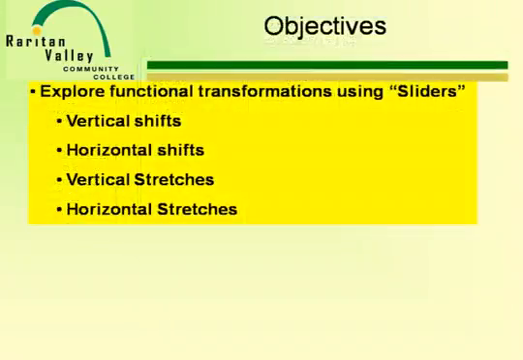So we've taken a look at functional transformations using sliders. We've seen that vertical shifts happen when the D, which is outside the parentheses, is moved. We found the horizontal shift when the C inside the parentheses is moved left and right, and it moves counterintuitive to what you would think. We found that a vertical stretch happens when you move A, and that a horizontal stretch happens when you move B. This concludes our session on functional transformations.